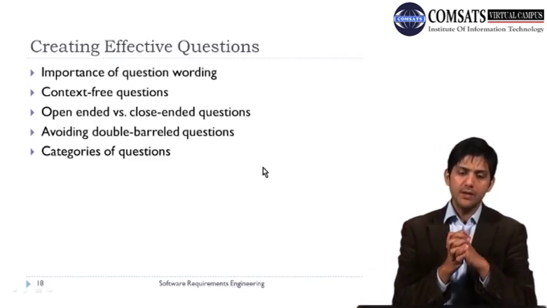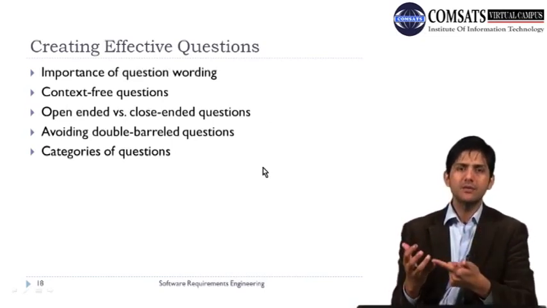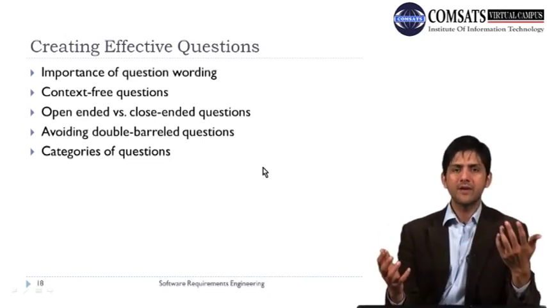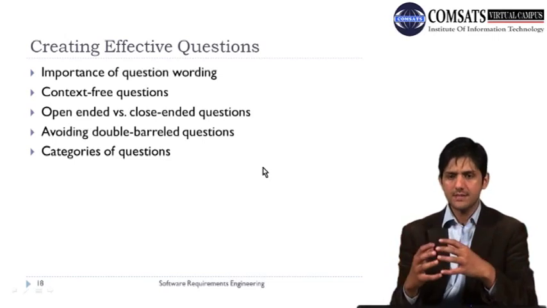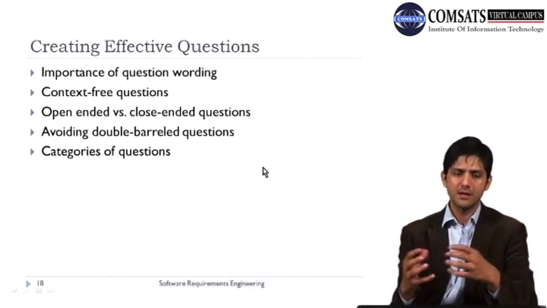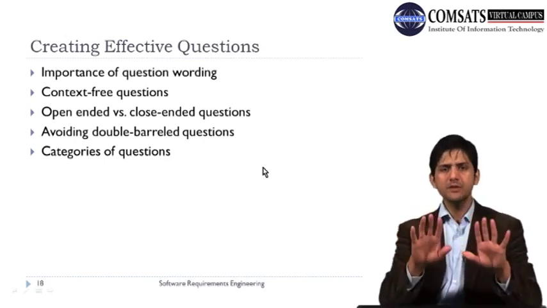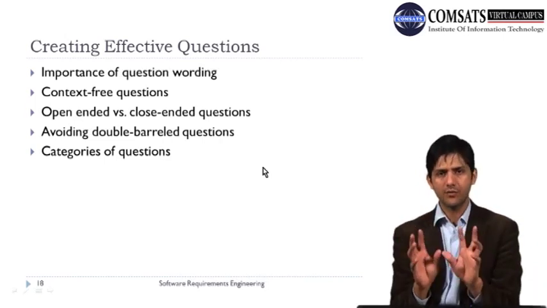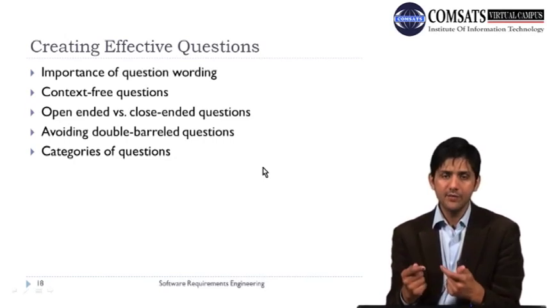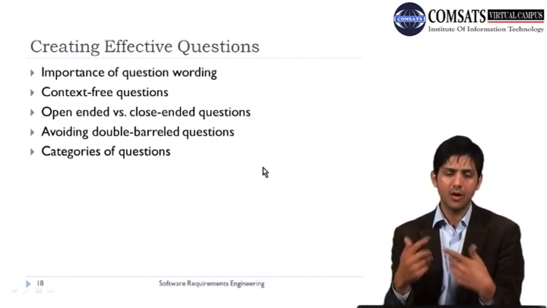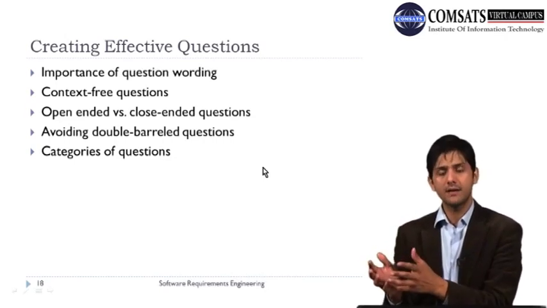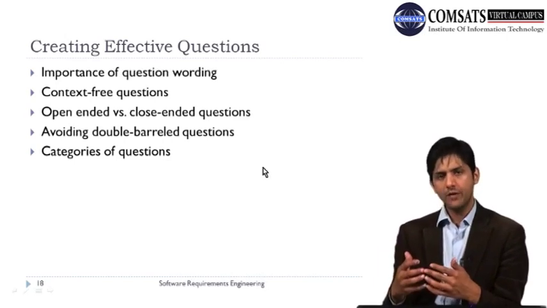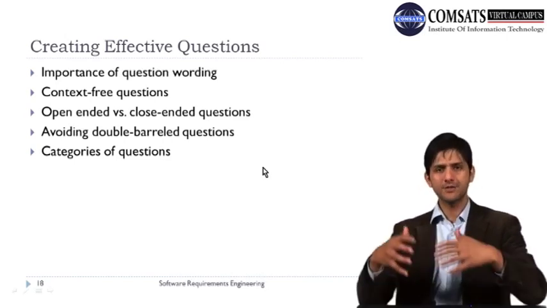So let's talk now about how we create effective questions. The first thing that we need to think about is the wording that we are going to use in a question. If you remember, we said that there are different stakeholders, and one of the things that we need to consider is the knowledge and the experience of different stakeholders. So if we know the person whom we are going to interview, then we need to use words in the questions which are appropriate for his experience or his technical background. The second thing to keep in mind is that we need to ask context-free questions. We also need to consider whether the questions that we are putting in the questionnaire are open-ended or close-ended, because when we have open-ended questions, their responses might be longer.